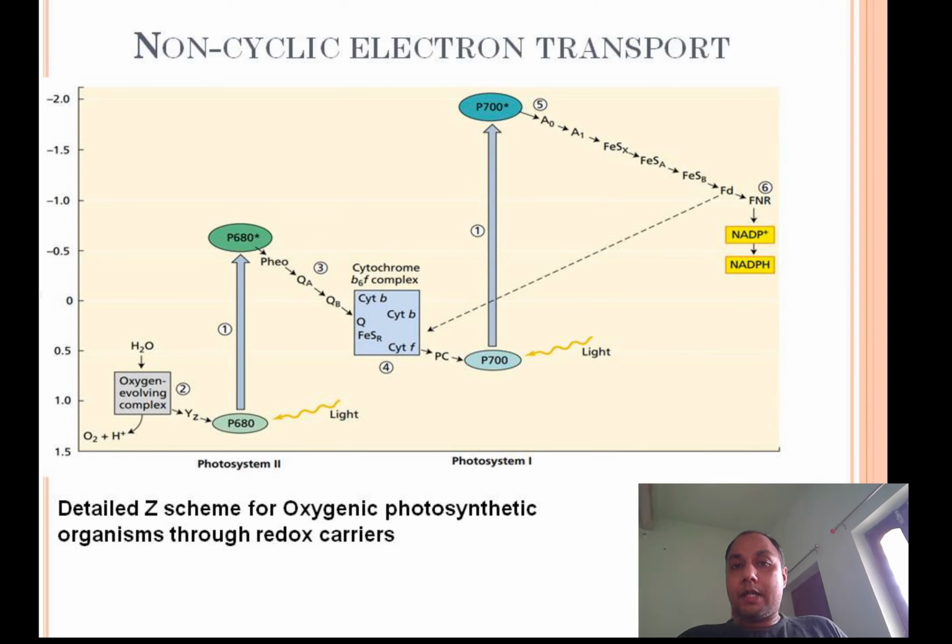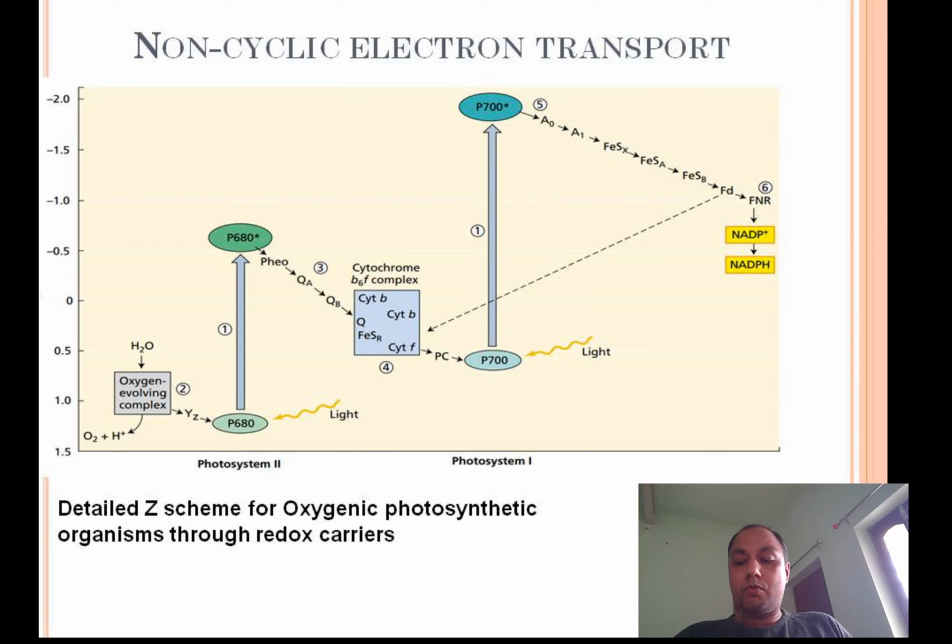Now the electron that was given to A0, a kind of chlorophyll, is channelized to quinone A1, then a series of iron-sulfur proteins, then to ferredoxin. From ferredoxin, the electron is given to NADP+ through FNR, the ferredoxin-NADP reductase enzyme. So this is how NADPH is synthesized.